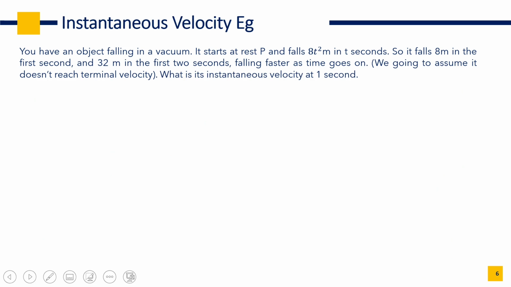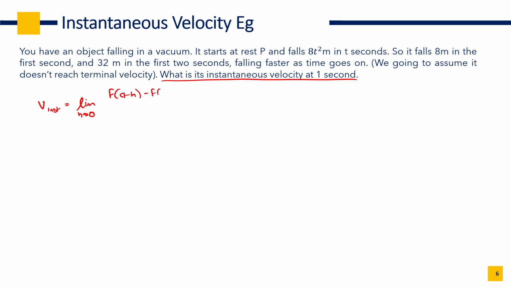So same problem, we just have that second aspect of what is the instantaneous velocity at 1 second. The instantaneous velocity, remember, is the limit as h tends to 0 of the slope of your secant line, or your average velocity. So we have v instant is equal to the limit as h tends to 0 of f(c + h) minus f(c) divided by h. We're going to actually have c because we want it at 1 second. So our c is equal to 1.